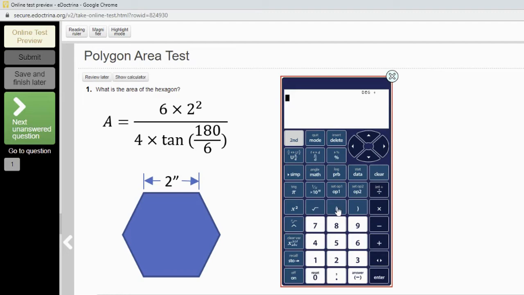So I like to put the numerator in its own parentheses to make sure everything happens in the correct order. Open that parentheses and then 6 times 2 squared, close the parentheses, and now I will divide by and put my denominator in parentheses as well.